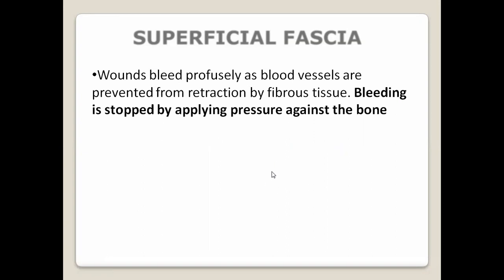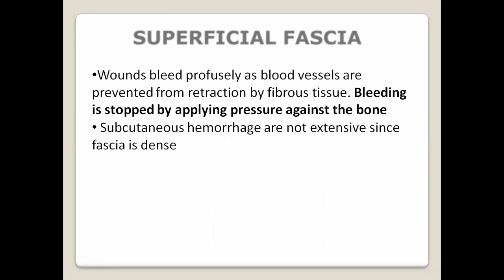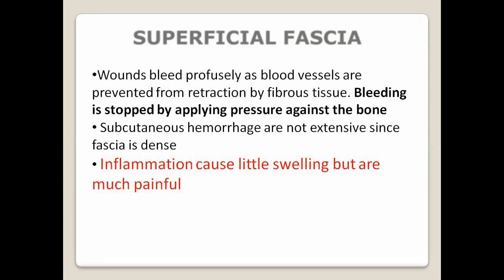So wounds bleed profusely because these blood vessels are adherent to the wall of the fibrous tissue. Bleeding should be stopped by applying pressure against the bone. Usually the subcutaneous hemorrhage is not extensive, since the fascia is dense, it usually will be arrested by applying pressure. Okay, I think you're clear with the superficial fascia.